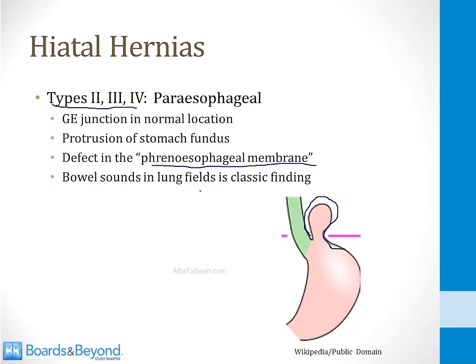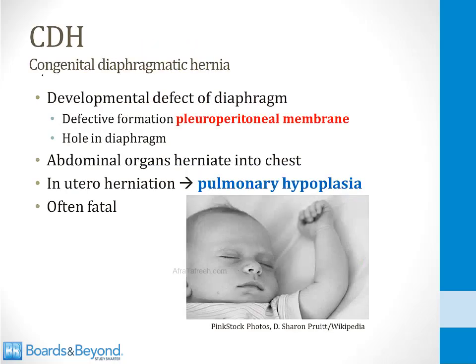And a classic finding is to hear bowel sounds in the lung fields. There's gurgling in the stomach that you can normally hear in the abdomen. If you hear that in the thorax, it suggests a portion of the stomach is protruding up into the thorax. The last thing I'll discuss in this module is a congenital diaphragmatic hernia.